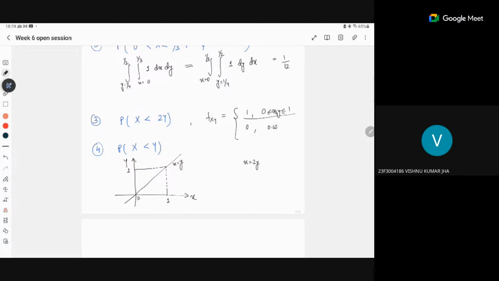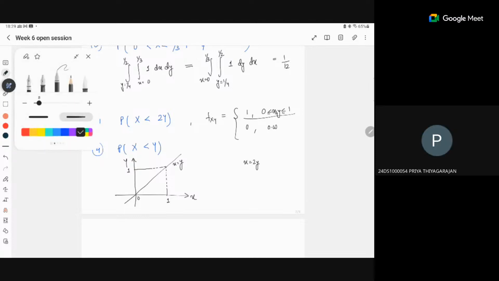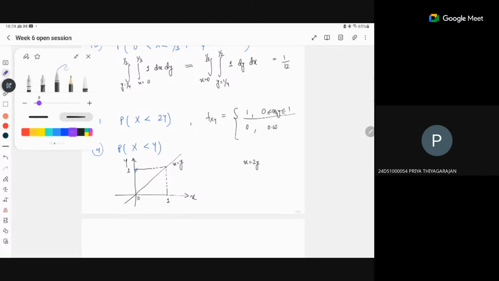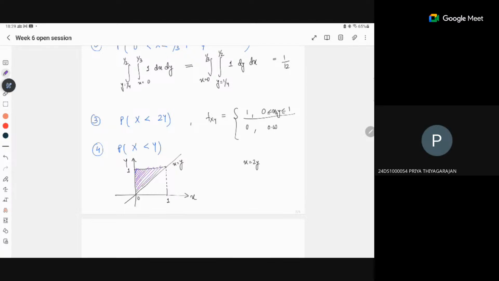So can you tell me which region is y greater than x? The below part. Ma'am, the above one. Above one, ma'am. Yes, above one. This is not the below part. So we are saying y is greater than x. If you take any pair over this region, you will have y greater than x, right?